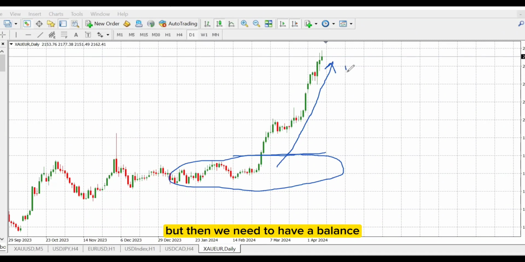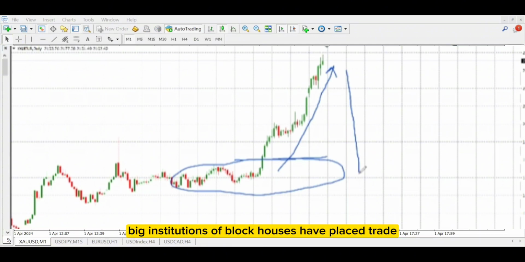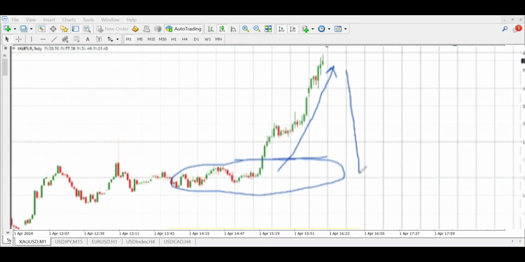But then we need to have a balance, whereby sellers also come back here so that we can have a balance in the market. So you know where big institutions or block houses have placed trades by big volumes of candles and imbalances in the markets. Haven't understood what a block trade is? So now let's look at our chart practically to locate order blocks.